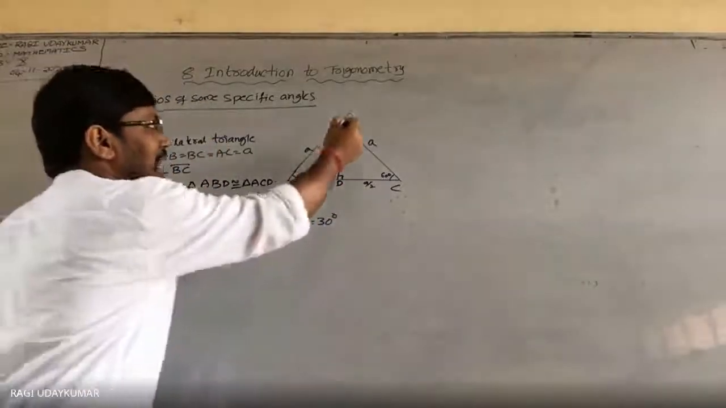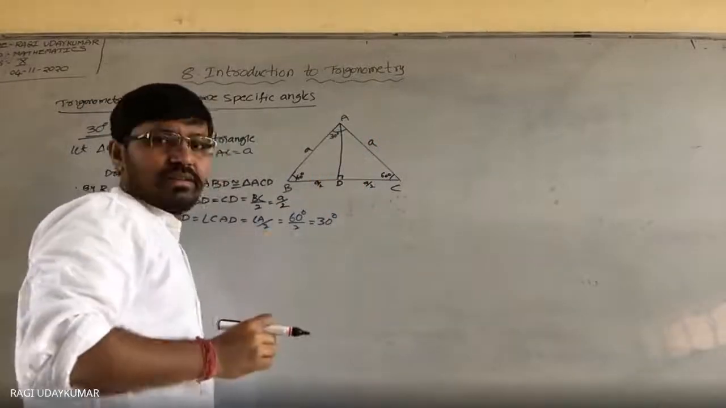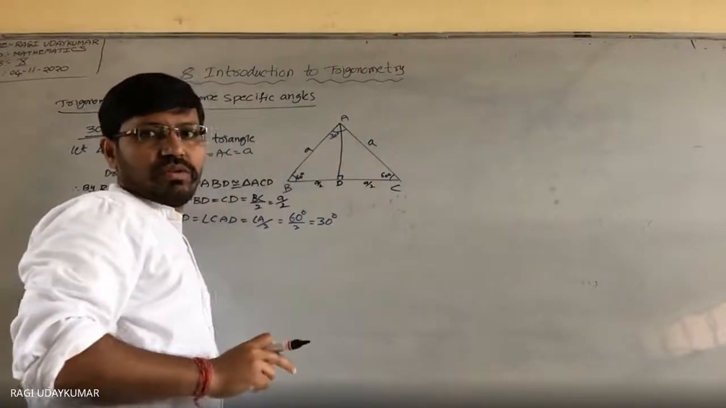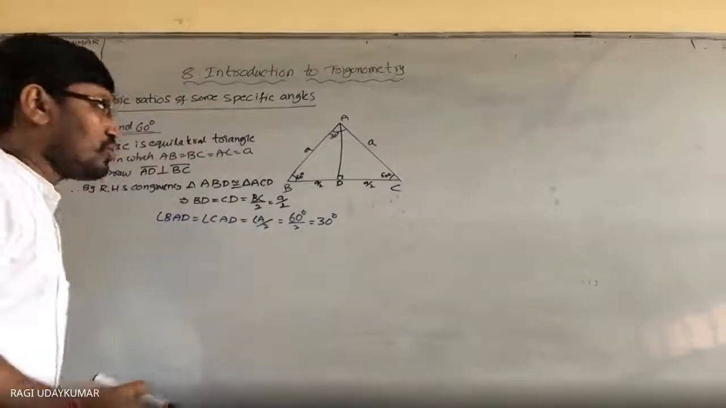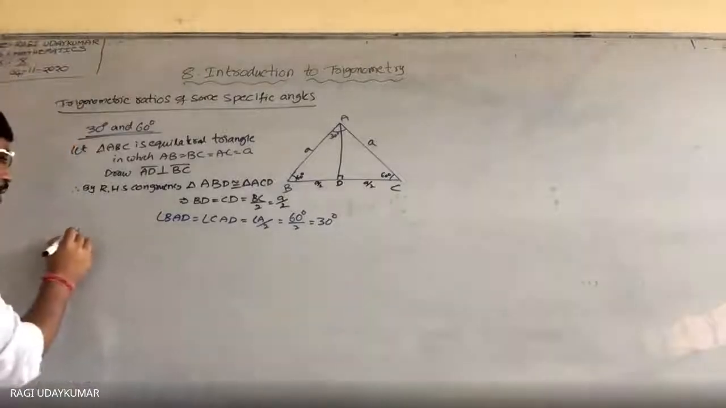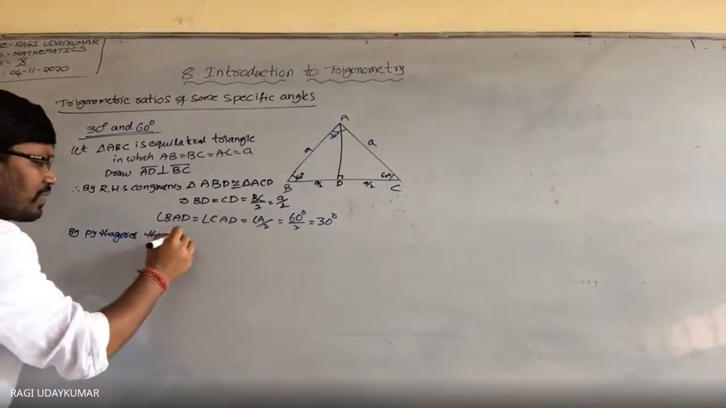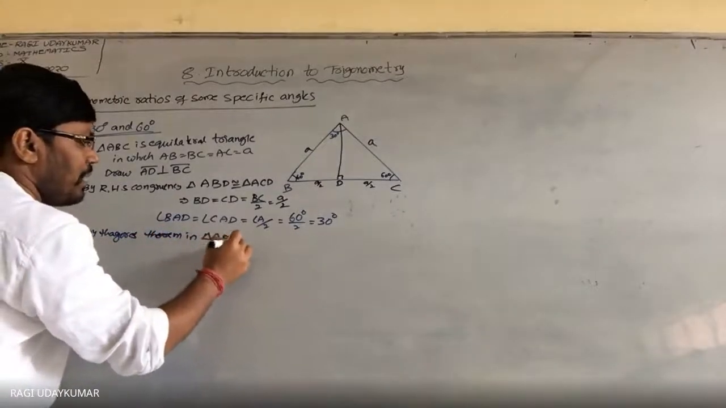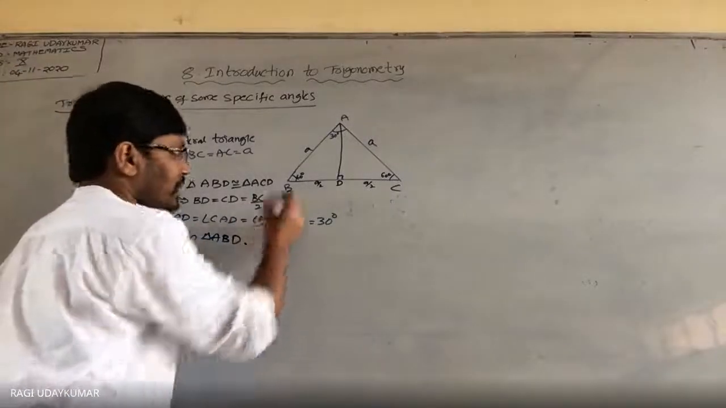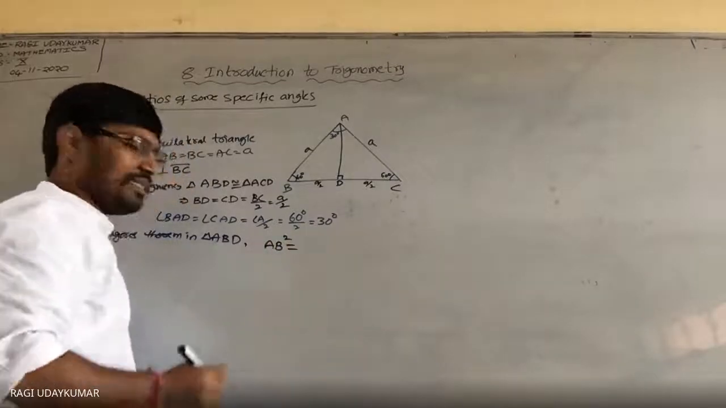Now we have got a triangle ABD. In triangle ABD, 30 degrees and 60 degrees, both are there. Now we want to find the trigonometric ratios for 30 degrees. Before that, what do you need here? AD is needed. So we find AD by the Pythagoras theorem in triangle ABD. This is the hypotenuse, do remember here. So hypotenuse is AB.